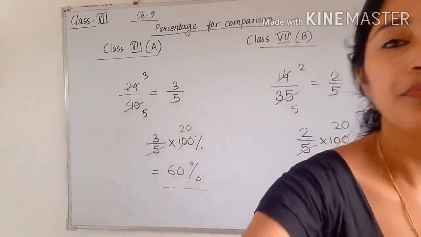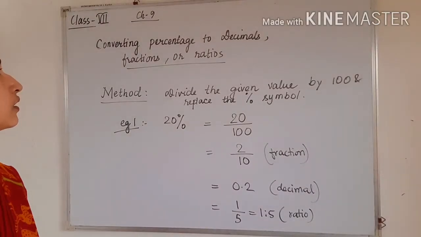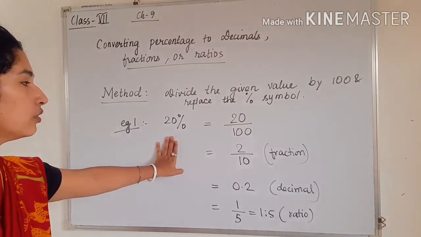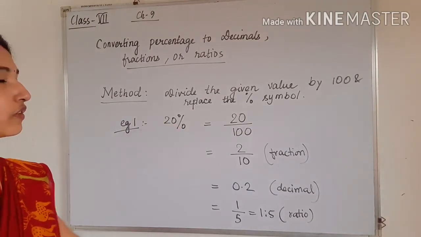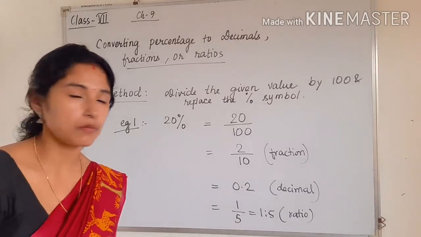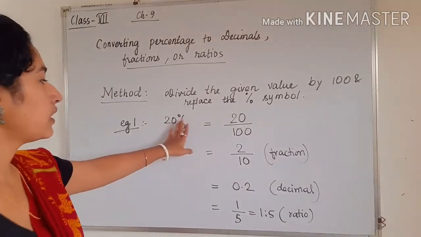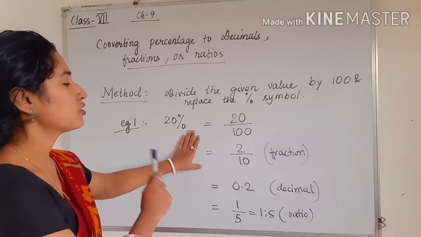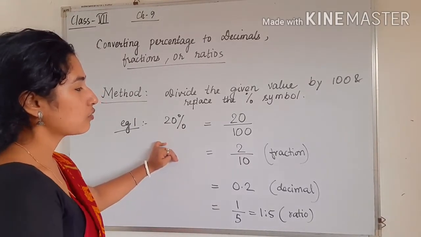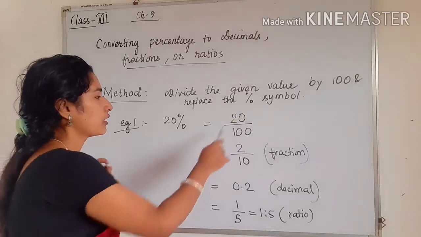Okay. So see how to convert percentage to decimal, fraction or ratio. So if you are given a percentage, okay, a percentage value, then how to convert? Just you have to divide the given value by 100 and you have to replace the percentage symbol. So see the example, 20% is given. Now first of all I will convert this percentage into fraction. So see how to convert, just cancel the 0, you can cancel it.